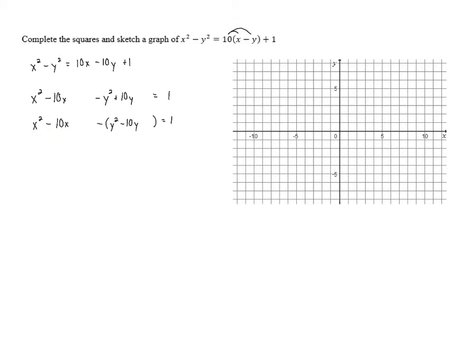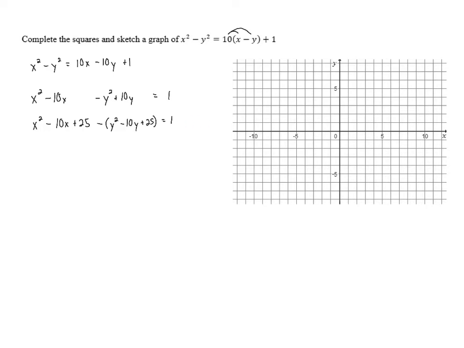With the x terms, we take the negative 10 divided by 2 to get negative 5 and square it to get positive 25. And then with the y's, we take the negative 10 divided by 2 to get 5 and square it to get 25. But here's the thing, we've added 25 here, and here we've added negative 25 because of that negative. So we've added 25 and we subtracted 25, so those end up canceling each other out.